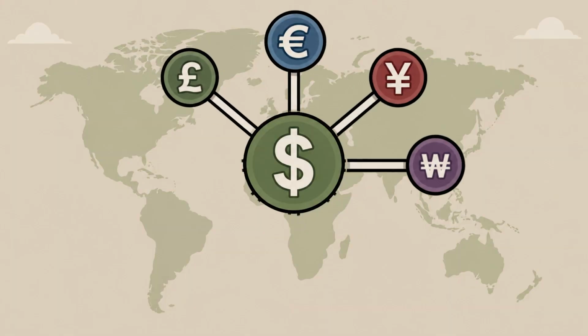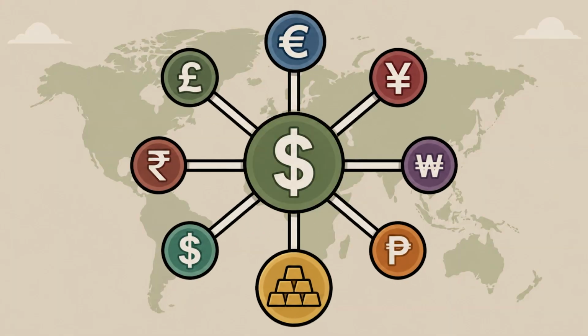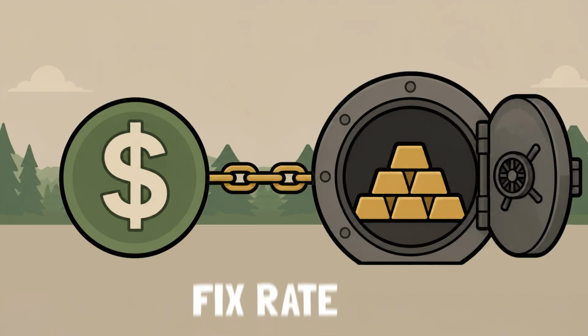The agreement they reached was simple: Other currencies would be tied to the US dollar, and the dollar would be tied to gold at a fixed rate.